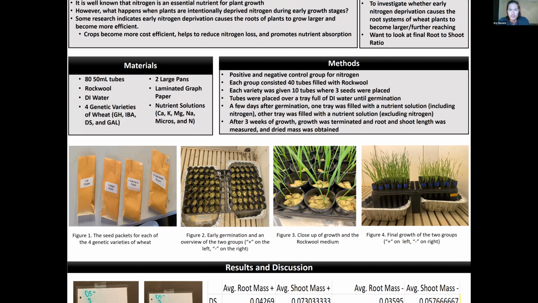There's obviously a difference in the growth, but we weren't too interested in just the difference because, more likely than not, the one that has nitrogen is going to grow bigger, since that's pretty well documented. We're more interested in the final ratio between the shoot length and the root length. That's what we're really wanting to test.